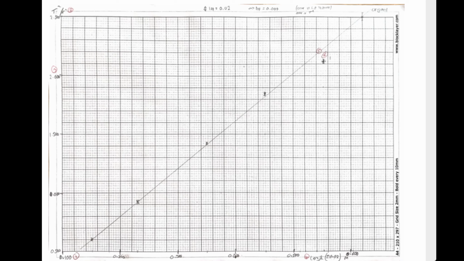All right, other little things to look for then are line of best fit. Don't do daft things like make it go through the origin.